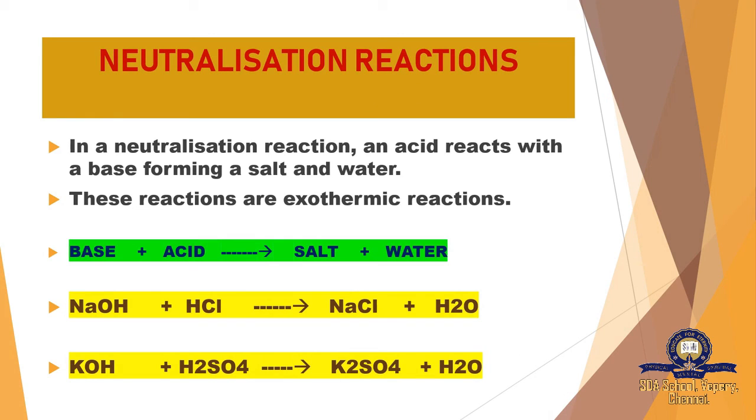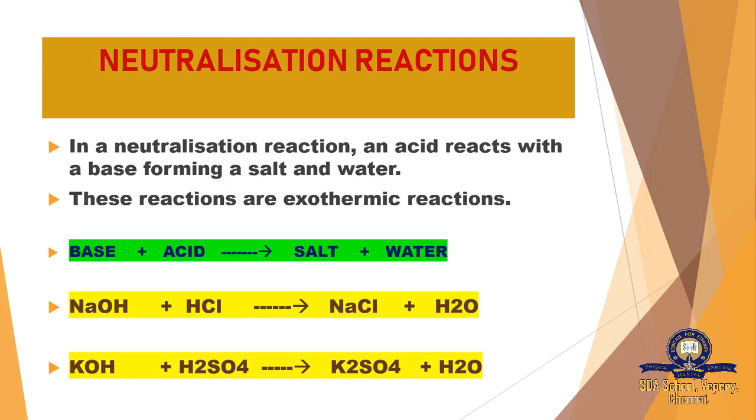Here we have the next reaction, the neutralization reaction. In a neutralization reaction, an acid reacts with a base, forming a salt and water. This is an exothermic reaction. Base plus acid gives salt plus water. First, the base sodium hydroxide is reacting with the acid HCl to form NaCl, sodium chloride salt, and then water comes out. So this is a neutralization reaction.